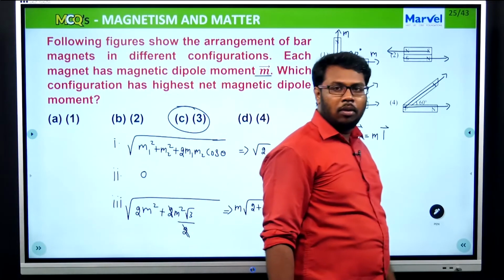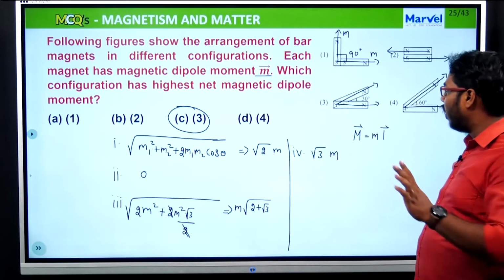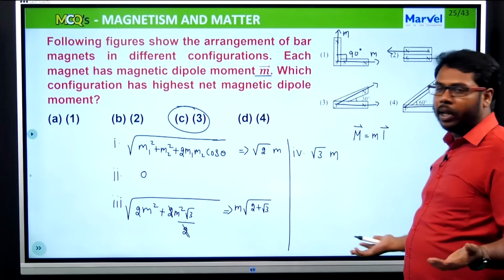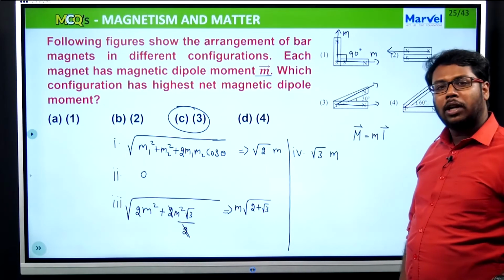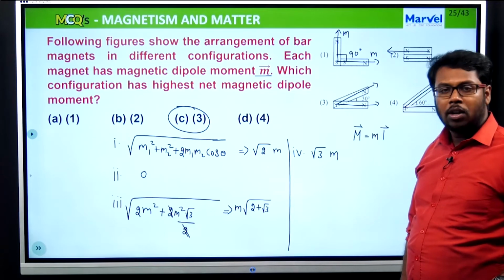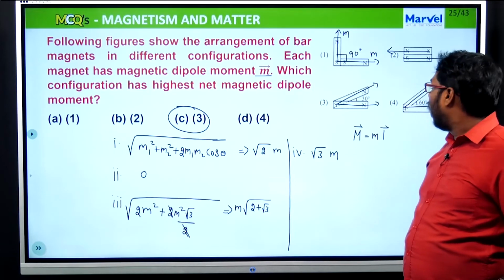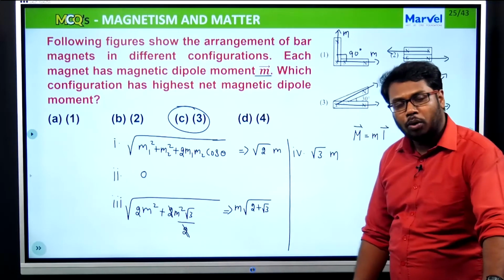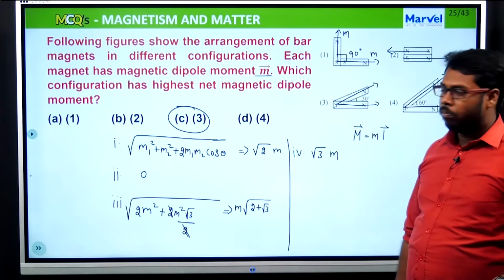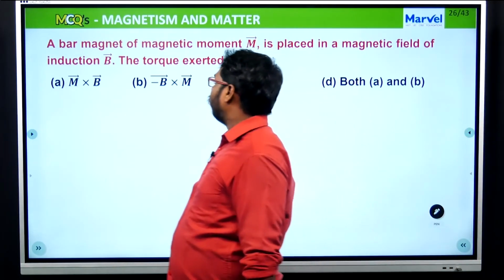That's all. So this is how you do it. All you have to do is individually try to find the net magnetic moment and choose the greater one. You don't have to do much about this. The only thing you have to remember in this particular case is that your magnetic moment will always point from south to north. That is the first thing to remember. And you should also keep in mind what happens when the angle between them is plugged in. Okay, so now we move to the next one.